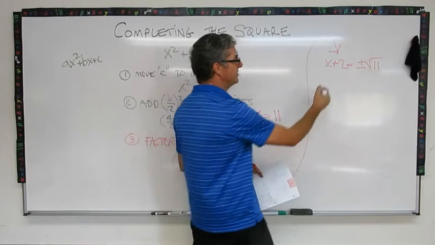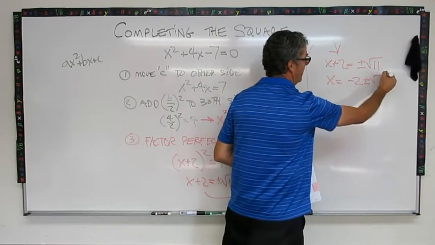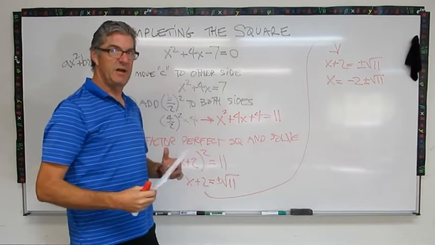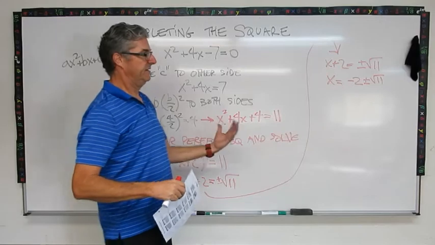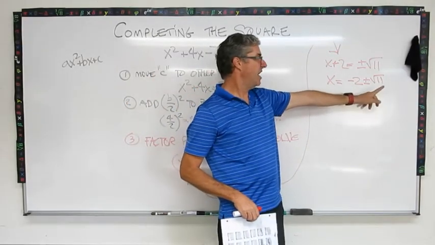Let's finish. Subtract 2 from both sides. And we're done. I call this an ugly answer. It's got 2 terms in it. It's got a plus or minus and it's got a root.